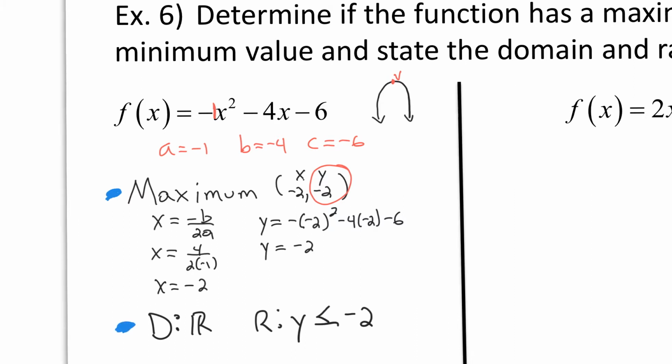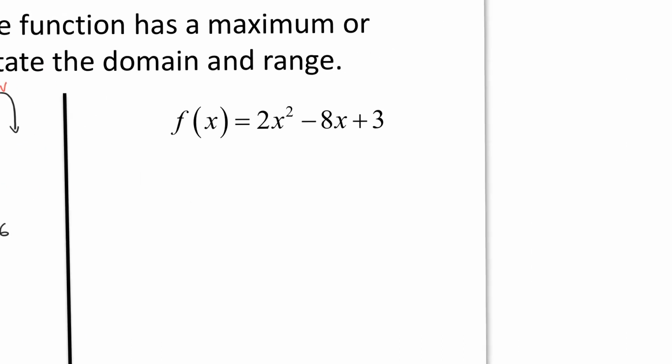My next example here, we have f of x equals 2x squared minus 8x plus 3. Well, first of all, let's find the a, b, and c. So a is 2, the one with the x squared, b is -8, the one with the x, and c is +3. My a value is positive, so that means that my u-shape is going to go up, just like this, right here. And the vertex on the parabola is going to be on the bottom, right there. That's my vertex. So when the vertex is on the bottom, that's a minimum point.